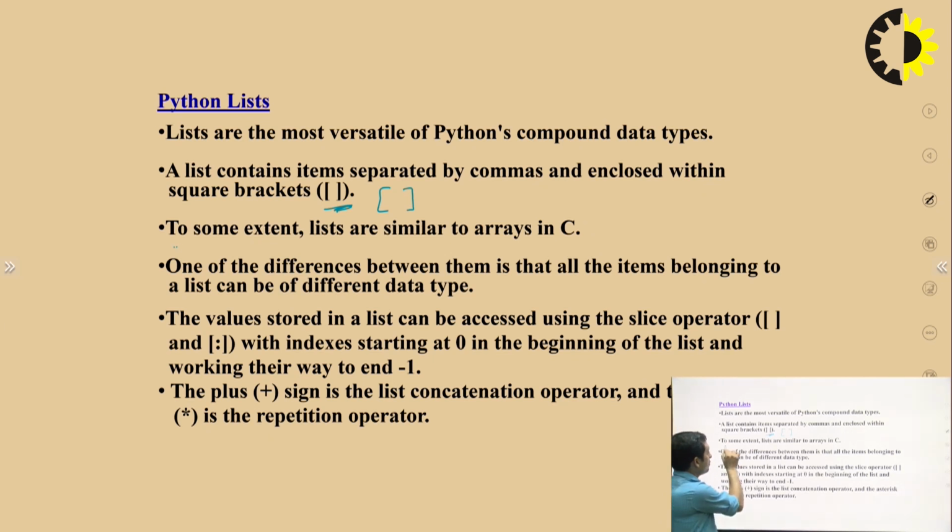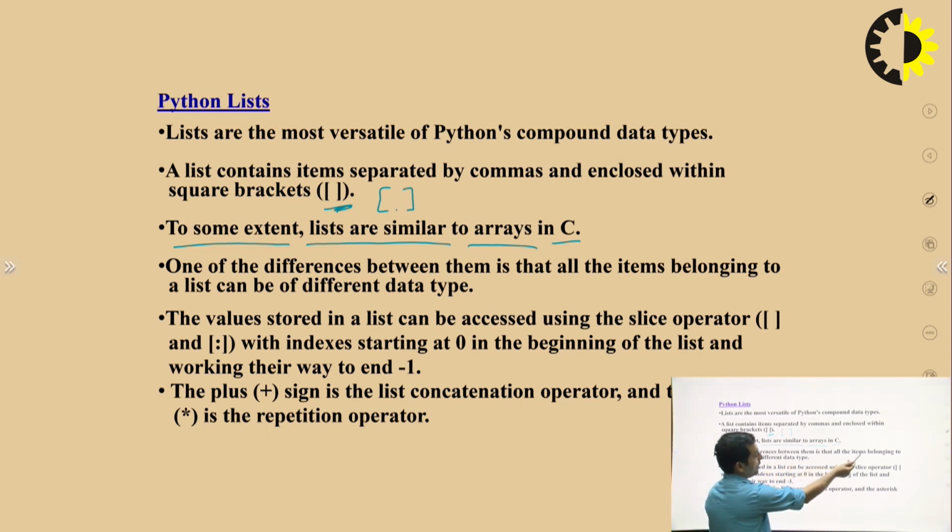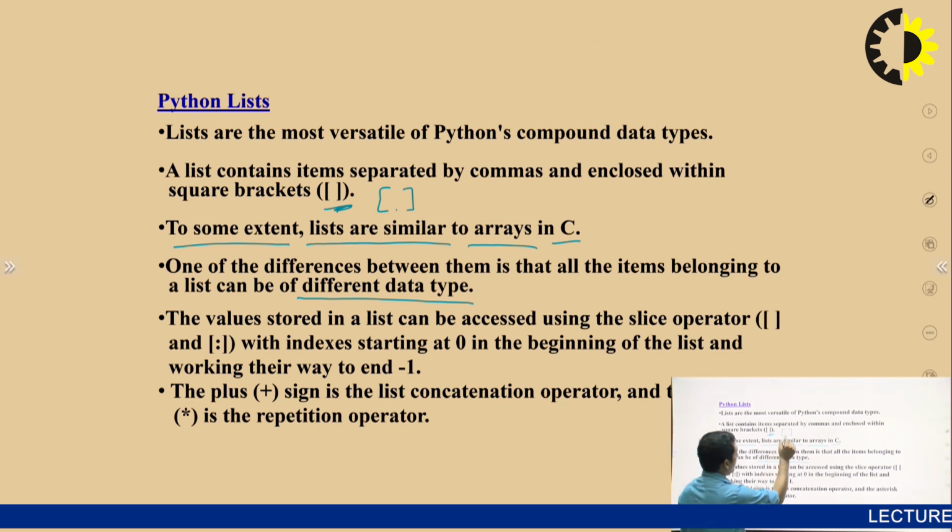And to some extent, as we have known, in C programming there are arrays. A list is similar to an array, just like an array, but an array is homogeneous and a list is heterogeneous, means different types of data we can accumulate in a particular list. One of the differences between them is that the items in a list can be of different data types. We have discussed integer, float, complex, string, and list is also a data type, and tuple, dictionary. So a list can accumulate different types of values.